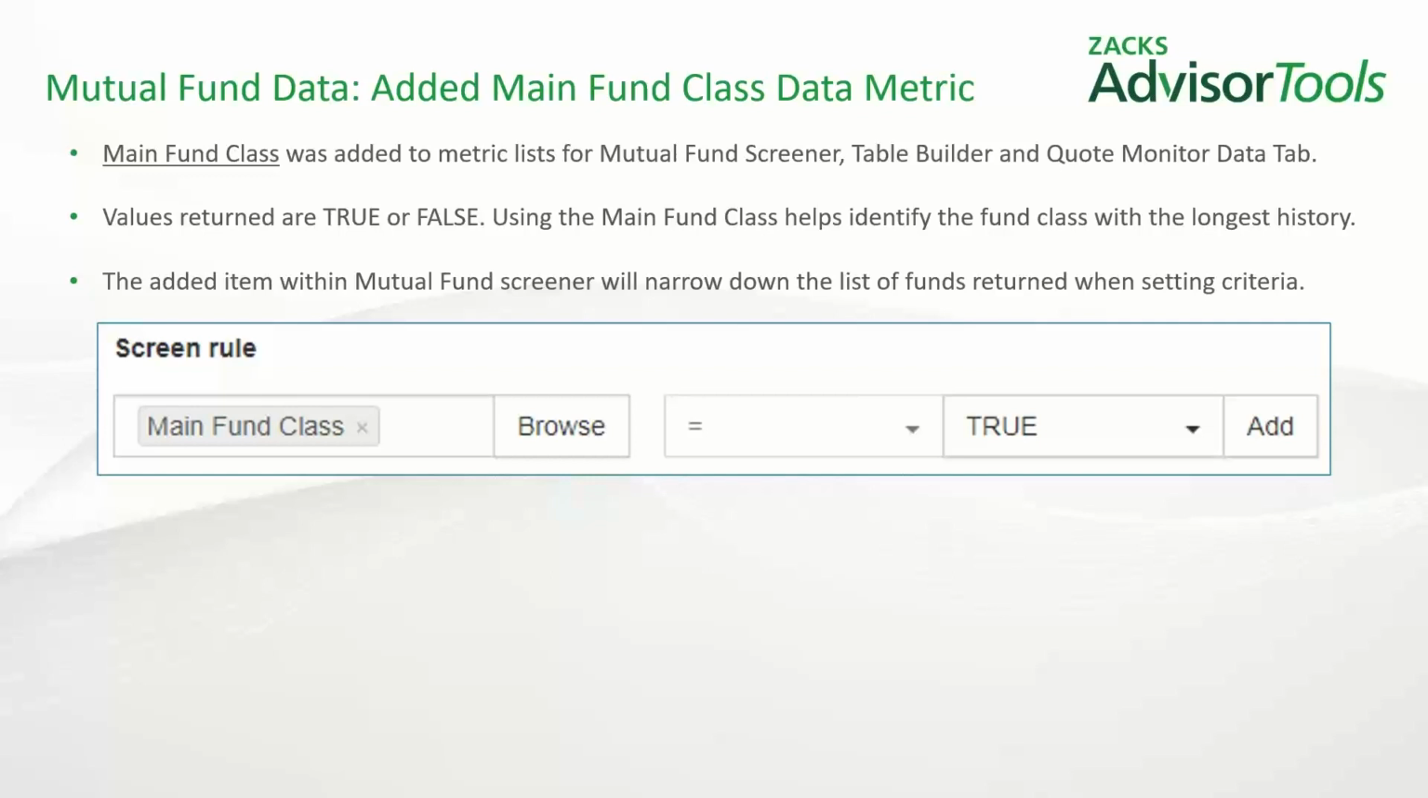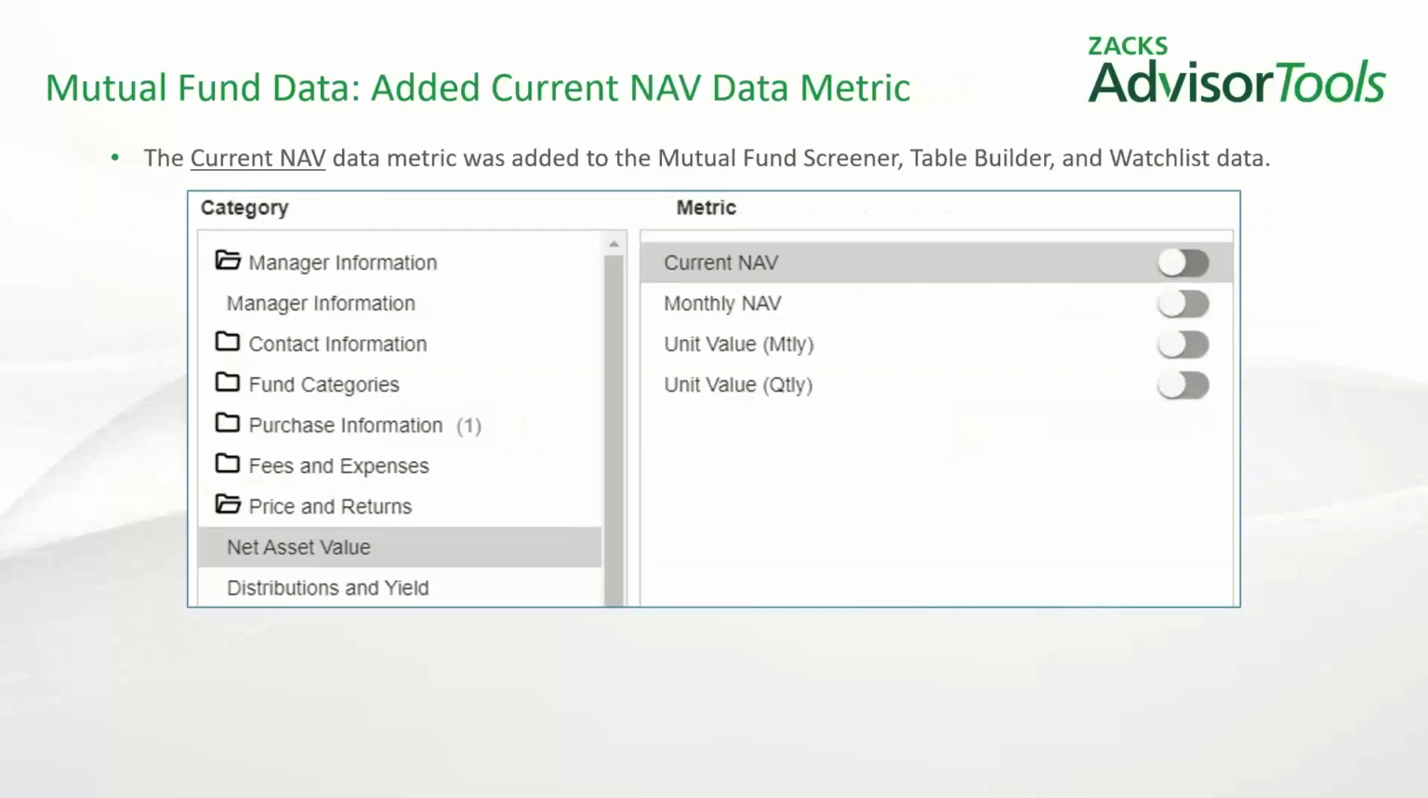Also within mutual fund data, we added current NAV to data metric list. The current NAV data metric was added to the mutual fund screener, table builder, and watch list data. The new item can be found in the price and returns category under the net asset value subcategory.